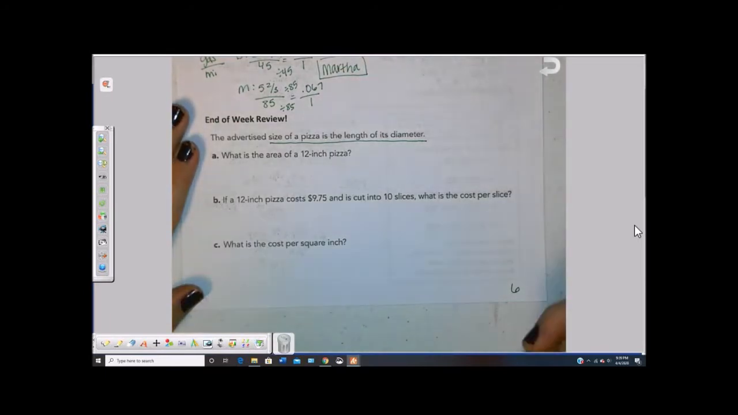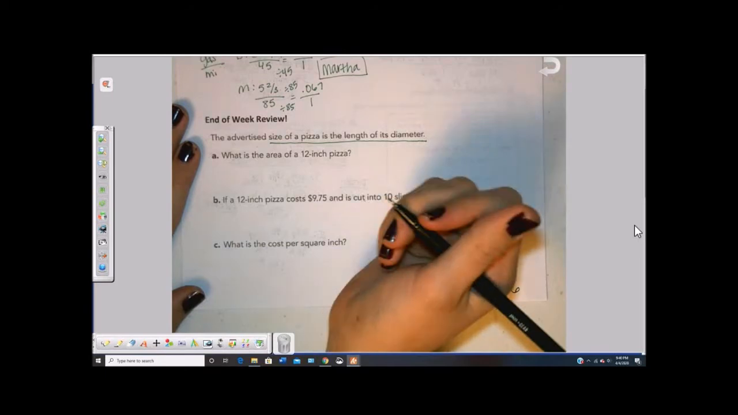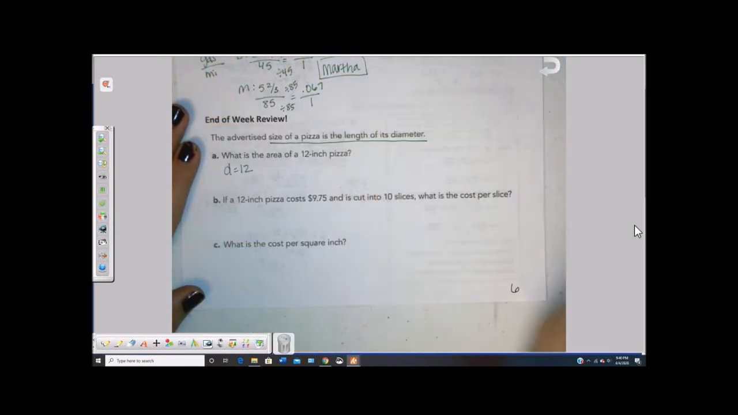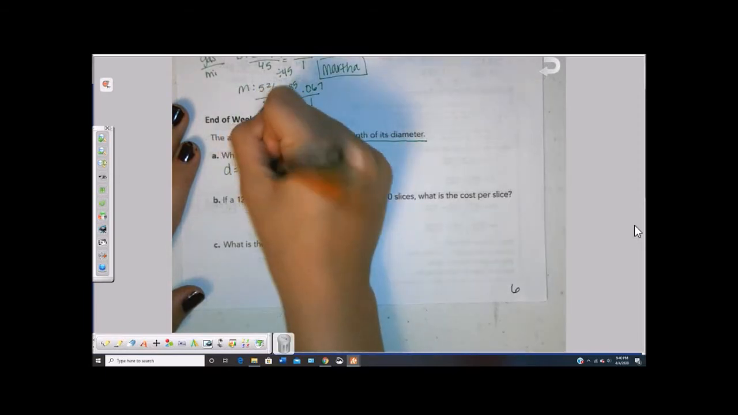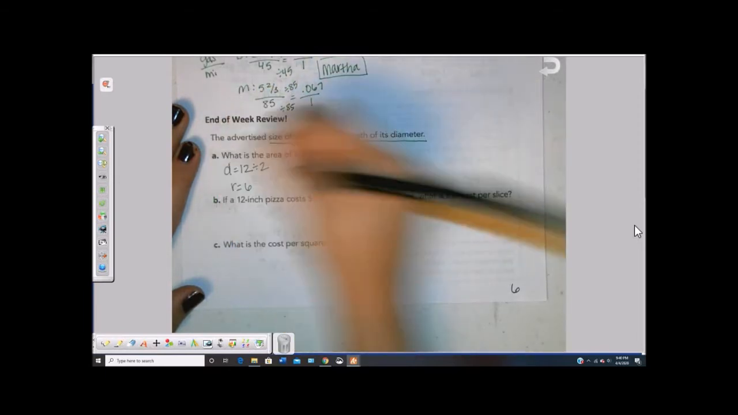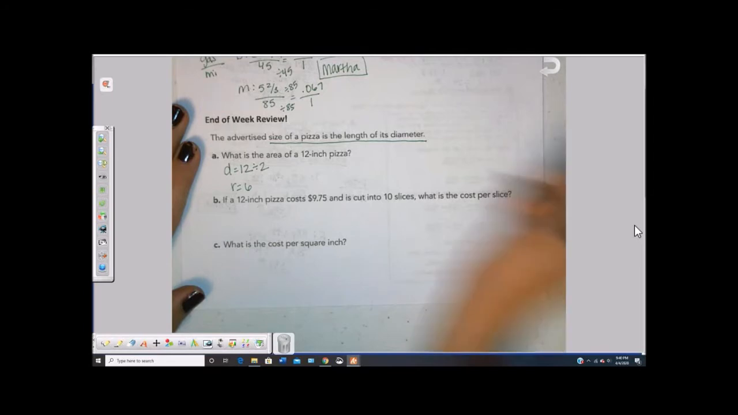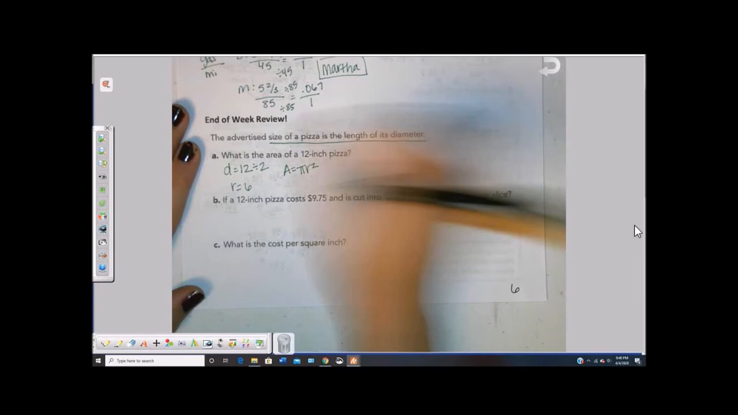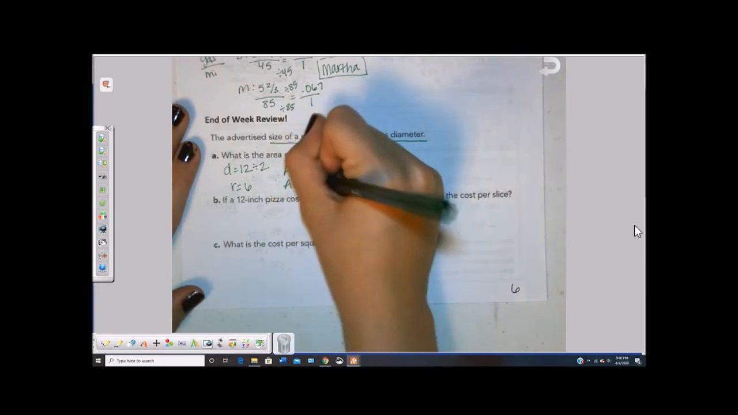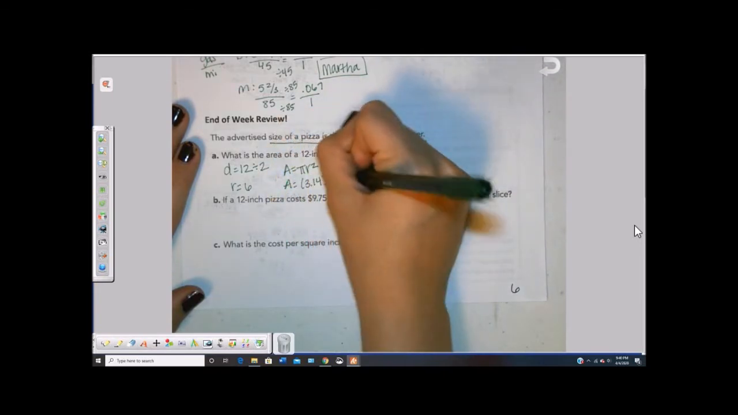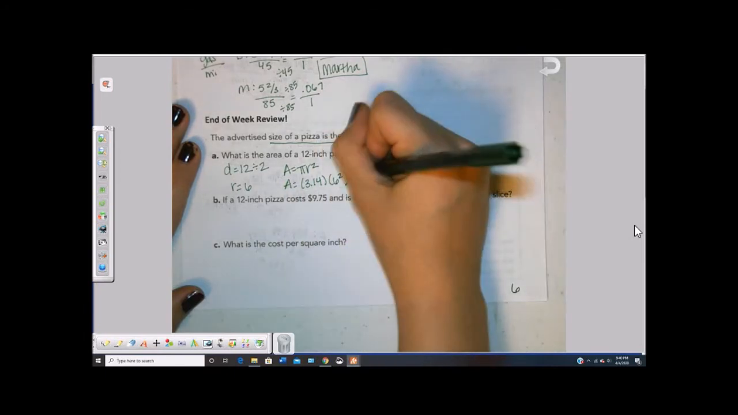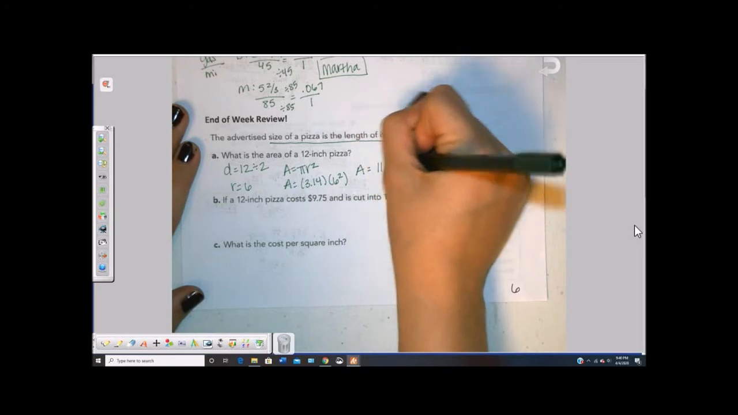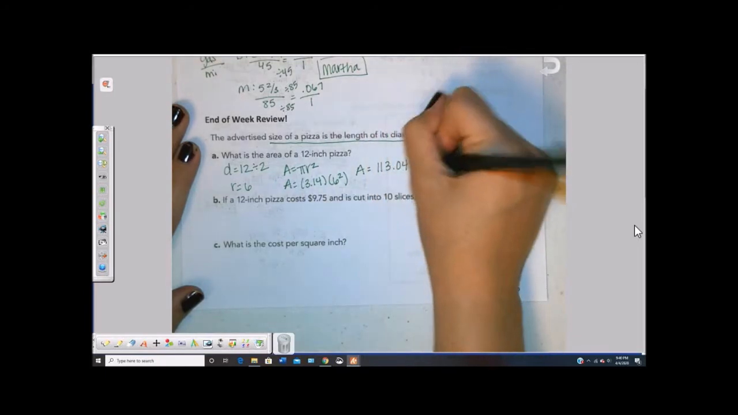Remember, with area, we have to have the radius. So we know that our diameter is 12. So we're going to take 12 divided by 2. So your radius is 6. A equals pi r squared. So we're going to take 3.14 times 6 squared. When you do this, you get 113.04 inches squared.